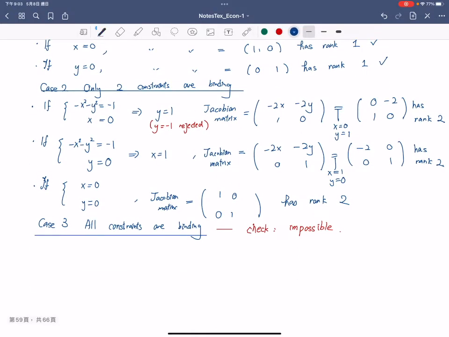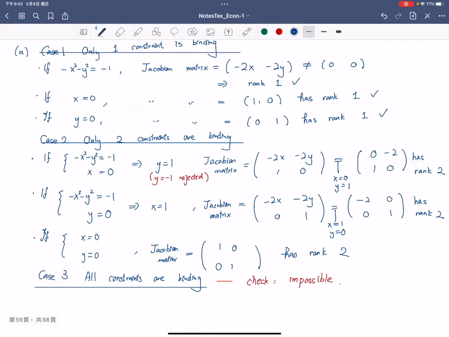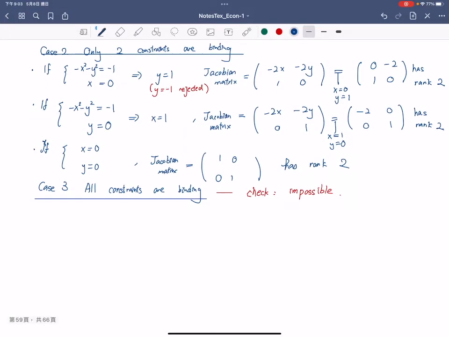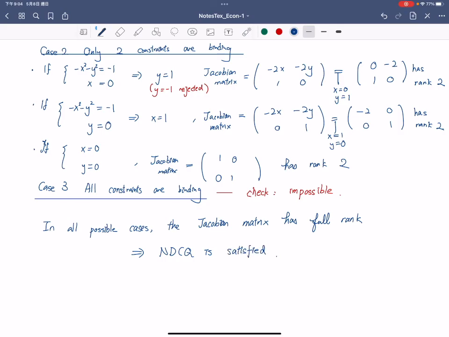So what can we conclude? We conclude that in all cases, in all possible cases, the Jacobian matrix has full rank, therefore the NDCQ is satisfied. So we're done.